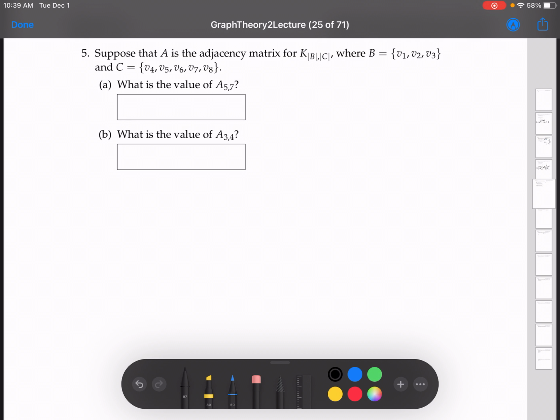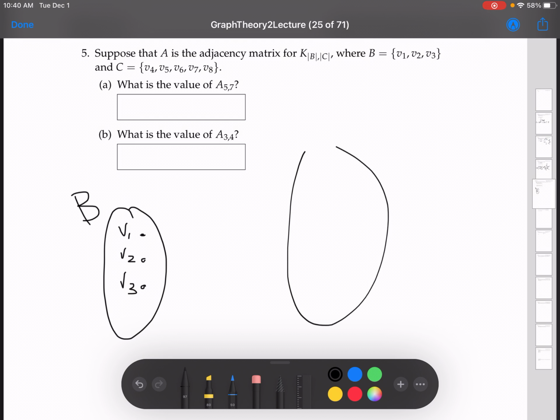So let's see, B is V1, V2, V3. And that's B. And C is V4, V5, V6, V7, V8.